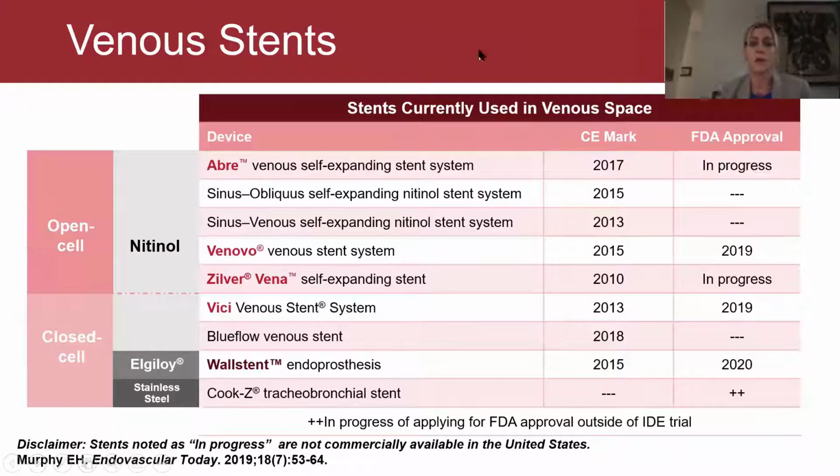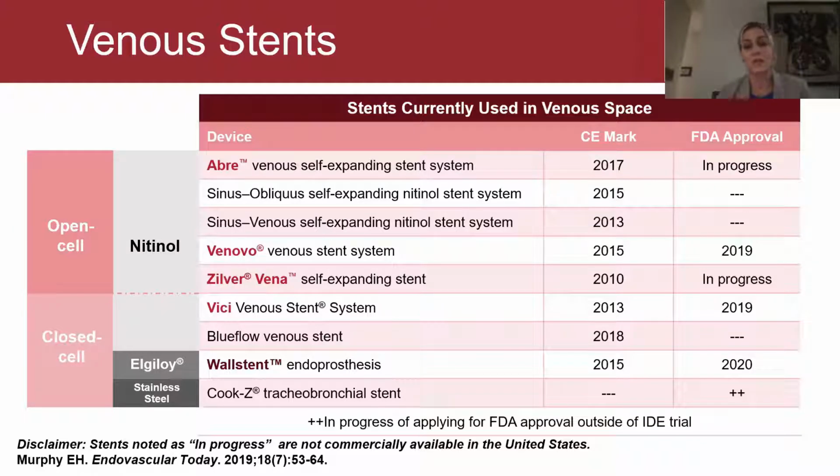The 4 highlighted here in red are the ones that have CE mark as well as availability either currently or upcoming in the US. This is the Medtronic ABRE, the Bard Venovo, the Cook Silvervena, and the Boston Scientific Vici stent. The Wallstent also now has approval for a venous indication in the United States, although it is not a dedicated product originally intended for use in the biliary system.